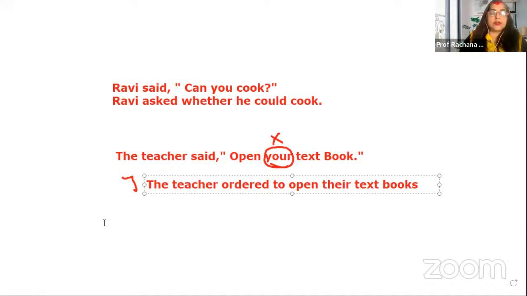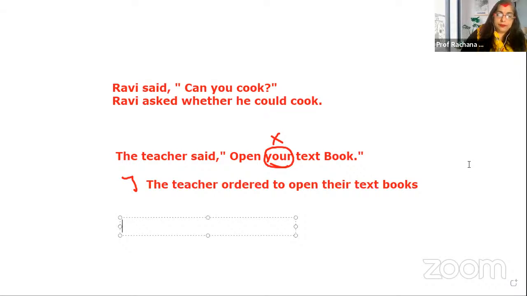एक और sentence लेते हैं. I think this is not clear. एक और sentence ले लेते हैं. Simple सा sentence लेते हैं. Ravi said, please keep quiet.